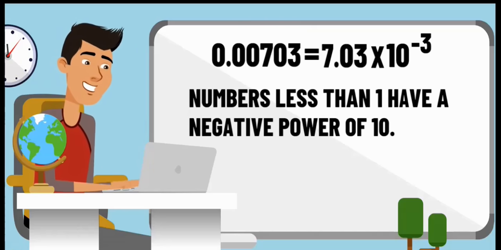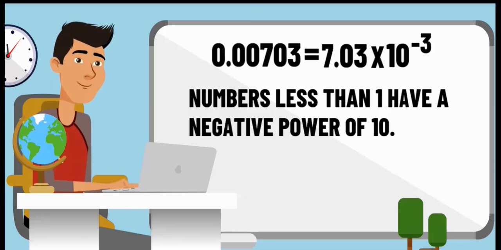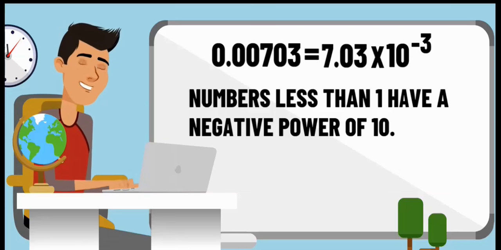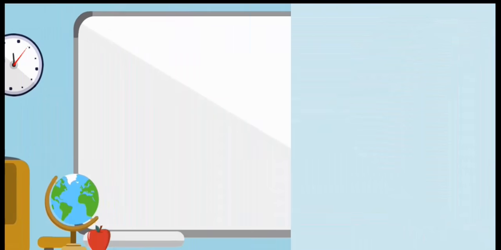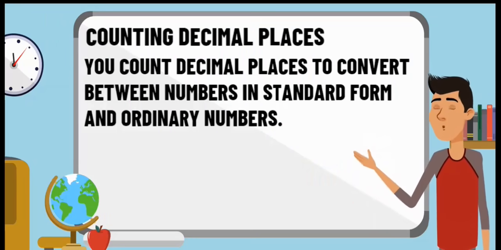0.00703 equals 7.03 times 10 to the power of minus 3. Numbers less than 1 have a negative power of 10. Counting decimal places: you count decimal places to convert between numbers in standard form and ordinary numbers.